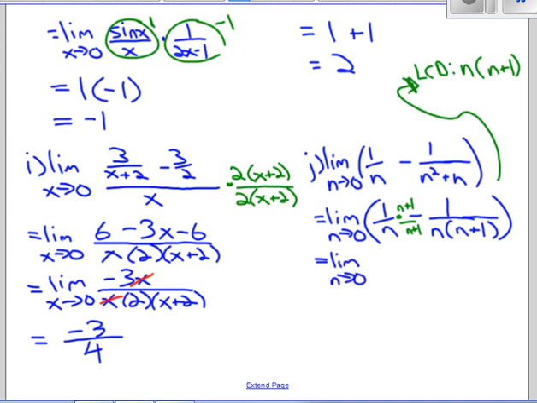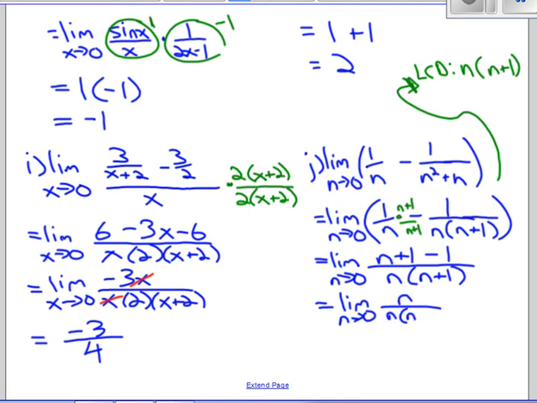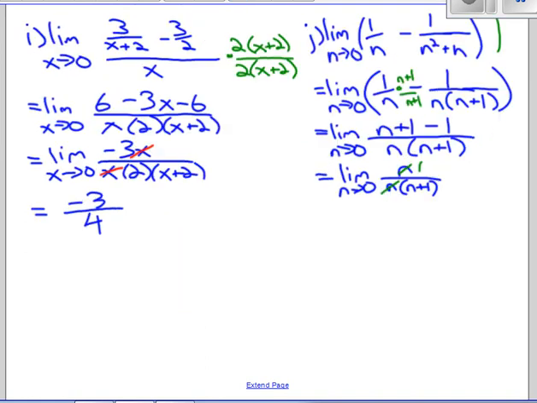The limit as n goes to 0, that'll be n plus 1 minus 1 all over, now we have our common denominator, n by n plus 1. Clean up the top. Gives us n over n by n plus 1. Okay, these are gone. That's a 1 on top. And finally, I can put in 0 for n. So that will be 1 on the bottom and 1 on the top, or 1 in total.